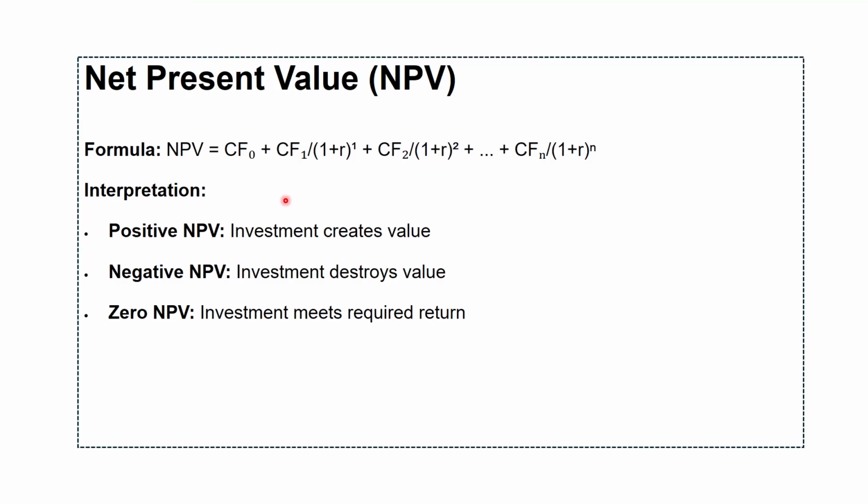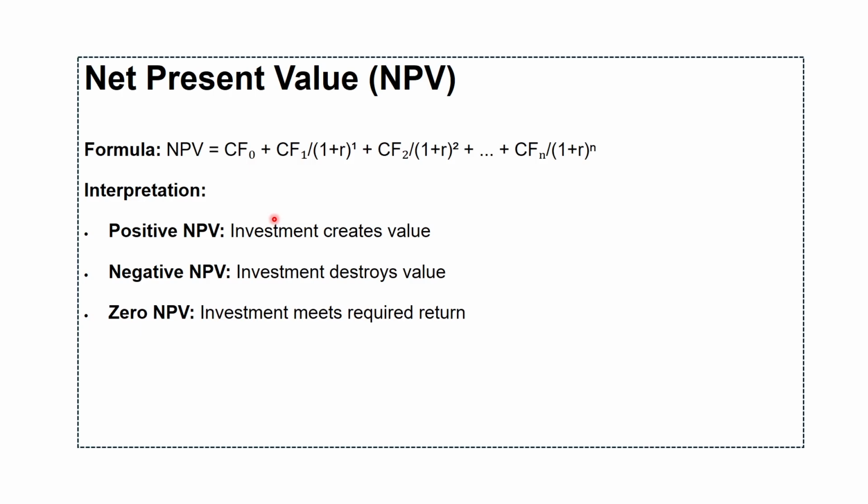A positive NPV indicates that the investment is expected to generate value and should be accepted. A negative NPV indicates that the investment destroys value and should be rejected. A zero NPV indicates that the investment exactly meets the required return with no value creation or destruction. NPV is an absolute measure expressed in rupees, making it easy to understand the magnitude of value creation or destruction. It is also additive, meaning NPV of multiple projects can be summed to evaluate portfolio performance. So, basically we can see that it is a simple system: if NPV is positive or if NPV is negative.